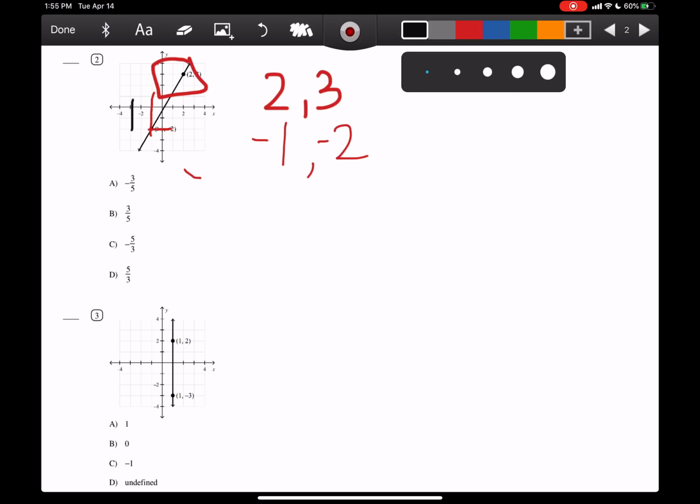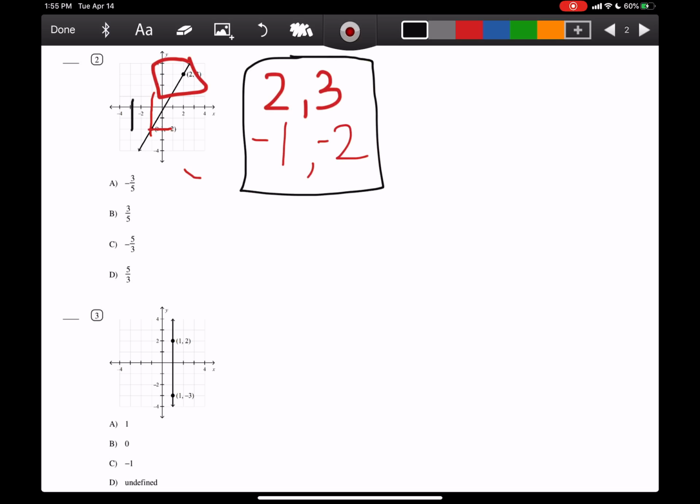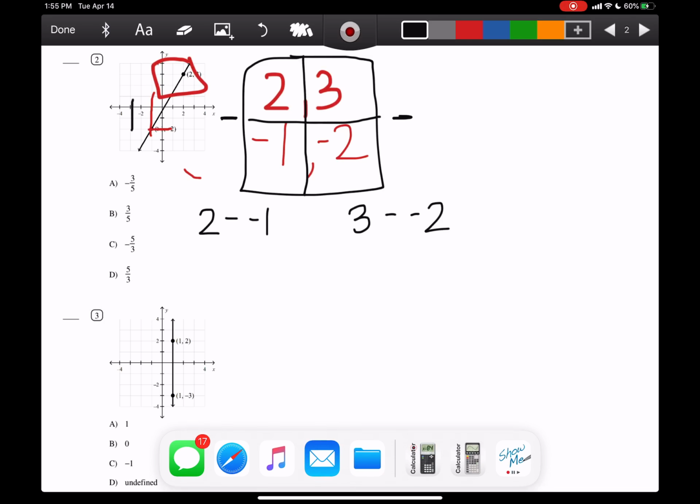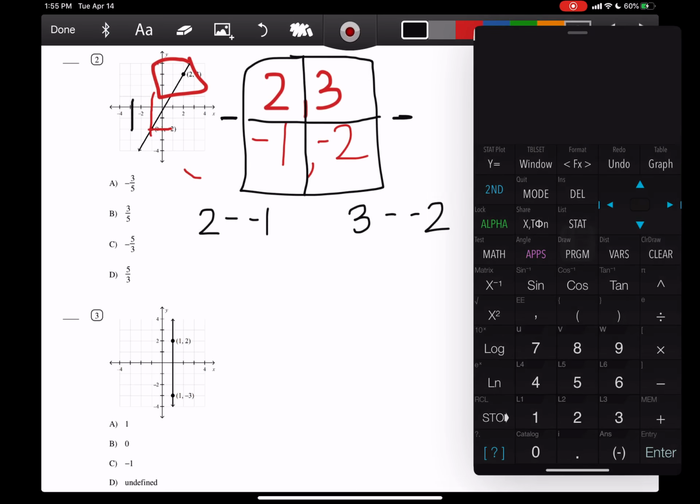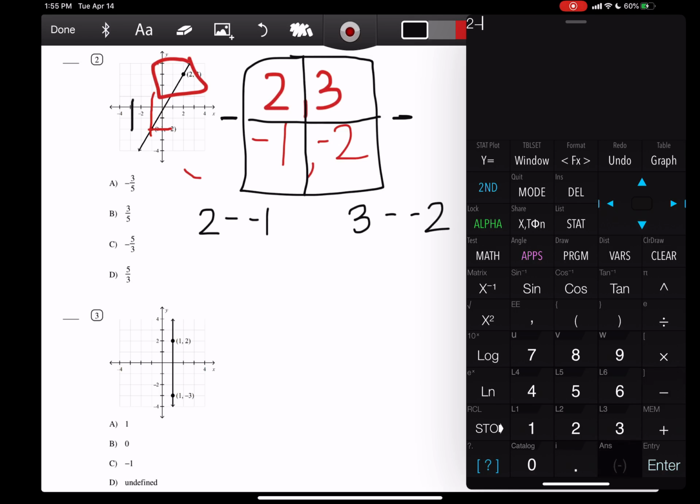I'm going to draw my box around my ordered pairs here. Box method said we're going to subtract from top to bottom. So I'm going to do 2 minus a -1 and also 3 minus a -2. Pull up that calculator there. 2 minus -1 gives you +3. 3 minus -2 will give you a +5.